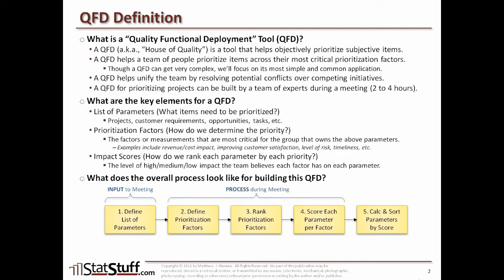Then the next 3 steps are basically the things that you're going to do during the meeting as you work together to define the prioritization factors and rank them and then score each parameter for each factor. There's 3 steps there. And then finally, the output that you want from the meeting is going to be that 5th step of when we calculate and sort the parameters for the scores that we give on the QFD tool itself. Let's explore in more detail the process for building a QFD.